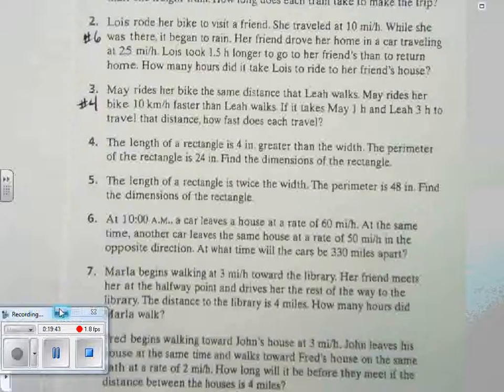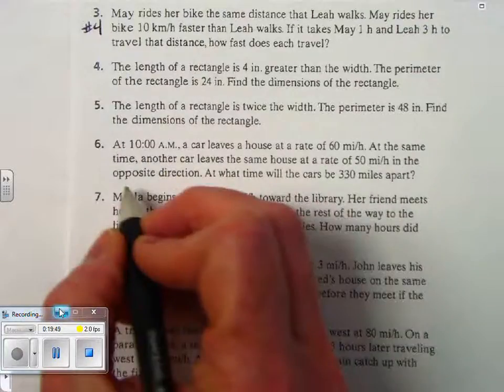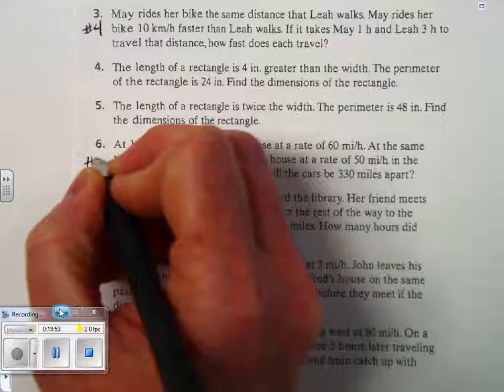What about number 6? Opposite direction. Opposite directions, because it says so right there, so that's example 5.